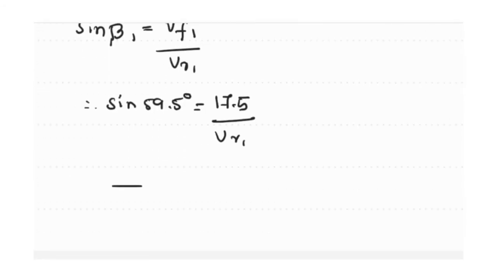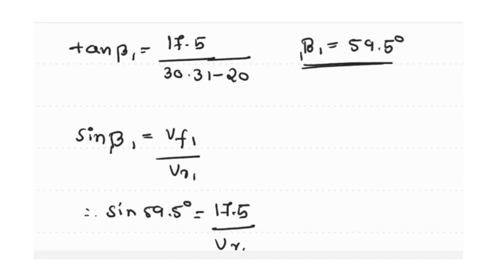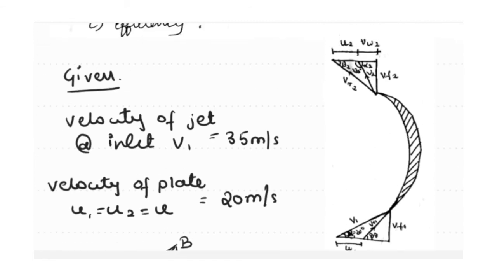So we will calculate the value of VR1. So that is VR1 is equal to 20.3 meter per second. In the question they have given that the plate is smooth and there is no shock. So that gives a hint that VR1 is equal to VR2. So with this, all the inlet velocity triangle components we have calculated. So we should move to the outlet triangle now.